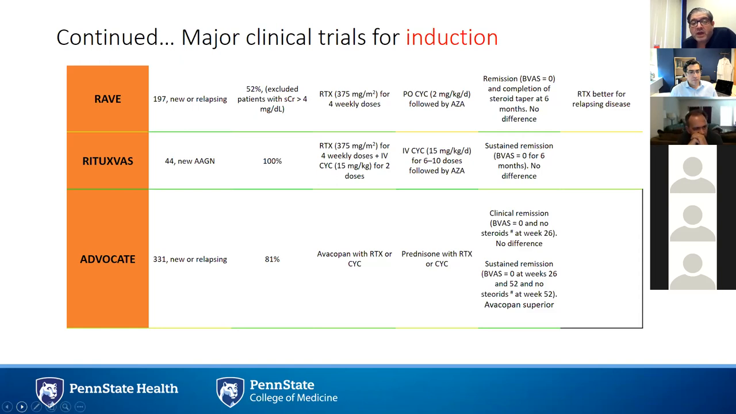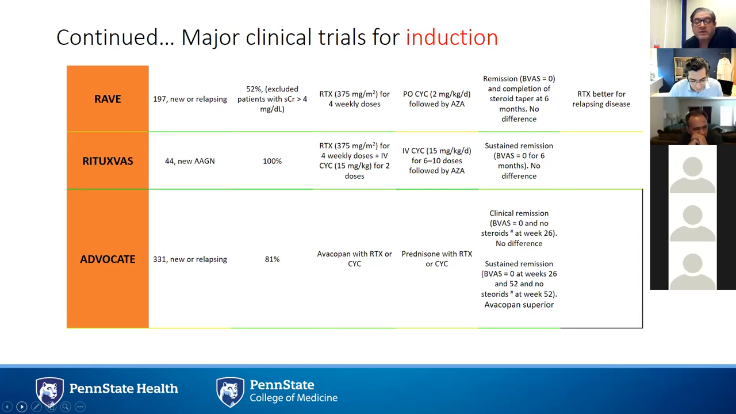Also, look at the entry criteria for RAVE. They actually excluded patients with a creatinine of more than 4. Sometimes I see patients who are on dialysis and we say, okay, let's treat them with RAVE. Actually, RAVE didn't answer that question. Rituximab, on the other hand, did answer that question. They did take people with higher degrees of renal dysfunction. They did take patients on dialysis. Therefore, we have to be mindful when we are prescribing therapy in patients who are very, very sick.